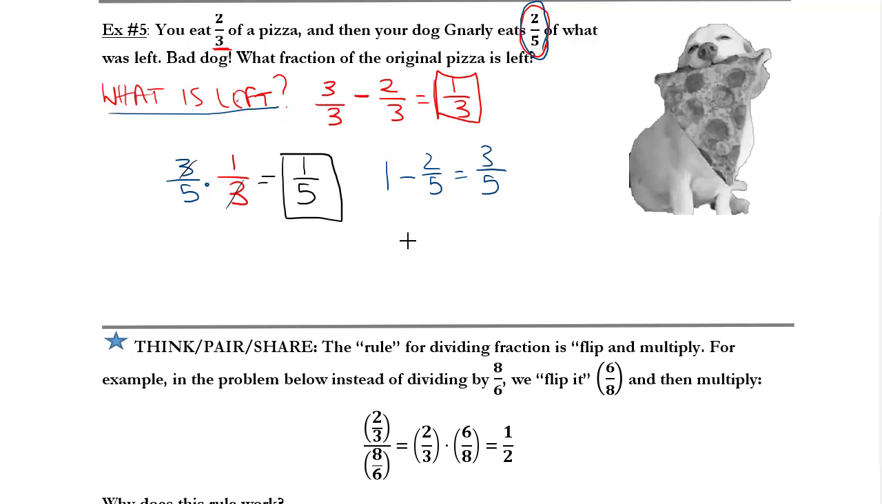If I wanted to be a little more explicit and put all of this into one equation, I could say that you eating 2/3 of the pizza means that 1 minus 2/3 of the pizza is left. Gnarly eating 2/5 means that 1 minus 2/5 of what was left is what he leaves. And so if I multiply this together, I end up with 1/5.